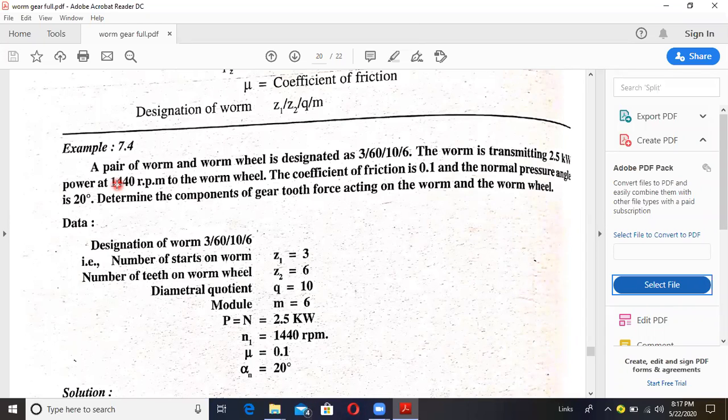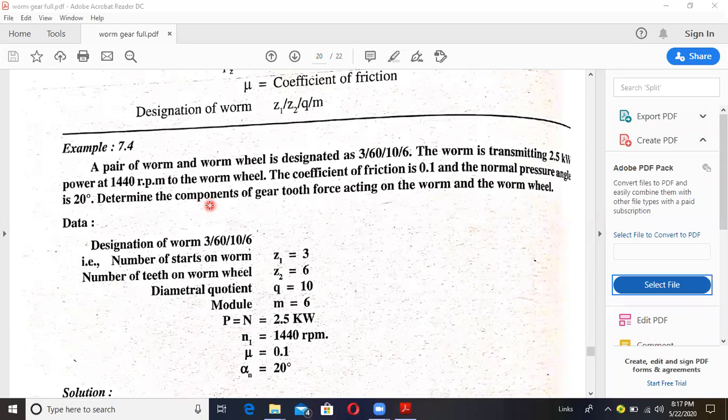Now we'll start with the first problem. They told that a pair of worm and worm wheel is designated as 3/10/10/6. The worm is transmitting 2.5 kilowatt power at 1440 RPM to the worm wheel. The coefficient of friction is 0.1 and the normal pressure angle is 20 degree. Determine the components of gear tooth forces acting on the worm and the worm wheel.